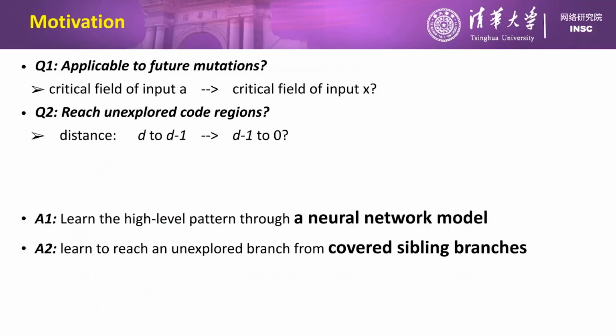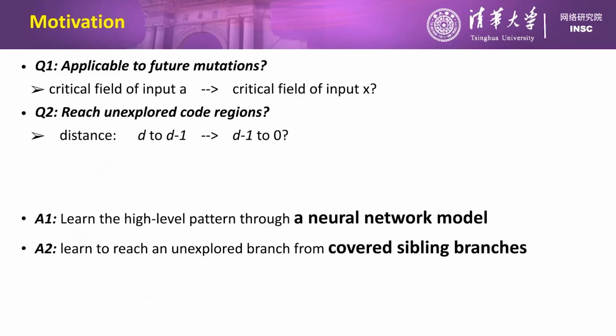However, based on this insight, we still have two key questions to answer in order to develop a practical mutation strategy. First, is this knowledge applicable to future mutations? It seems that this knowledge can be highly specific to certain inputs, like input A in the example, and it lacks generalizability. Second, can this knowledge help the fuzzer to reach unexplored code regions? This is because the knowledge we gain only helps us reach distances that have already been reached. It may not guide the fuzzer to reach unexplored code.